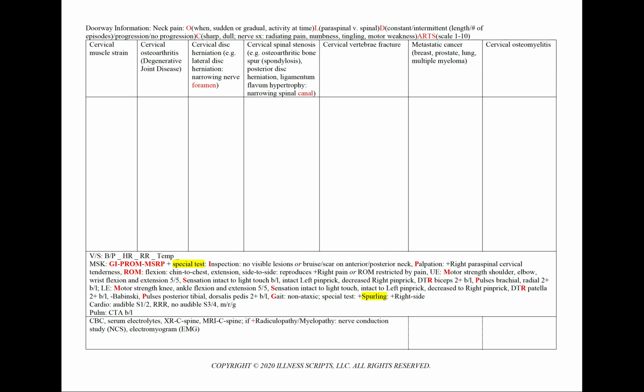For all cases, let's order a CBC, serum electrolytes, X-ray of the cervical spine, MRI of the cervical spine, and if we note any radiculopathy or myelopathy, as we'll see above, a nerve conduction study and an electromyogram.